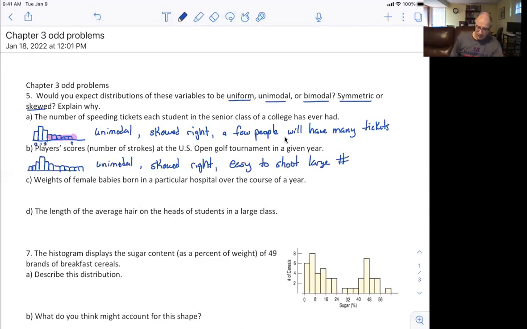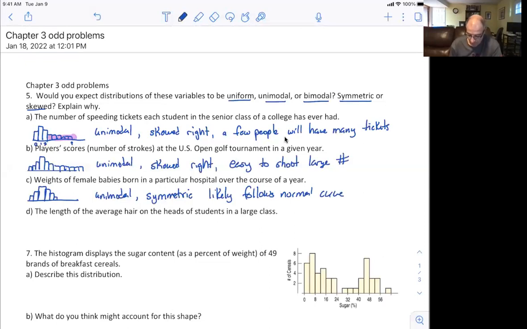All right, weights of female babies born in a particular hospital over the course of a year. Okay. Again, we're going to have a few premature babies. Then we're going to have a lot in the middle, and then we'll have a few heavier babies. So we're going to go with unimodal. I'm going to call this one symmetric. I'm going to say it likely follows a normal curve. We haven't gotten into a normal curve yet, I know. But we're just going to go with that.